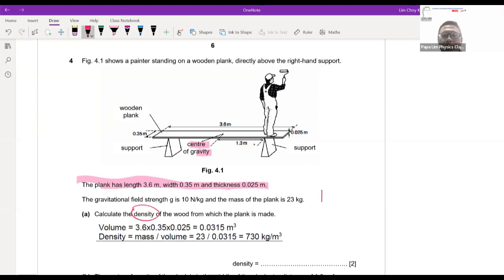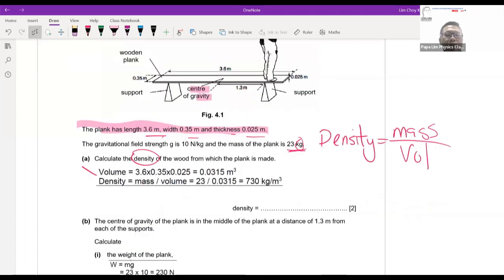Density, remember the basic formula: density is mass over volume. We are given the mass, which is 23 kg. Remember, it's in kg. The volume is given here, length, breadth, height, everything is given, so you can easily find the volume of the object. Then you just substitute the values into the formula, and you'll derive the answer to be 730 kg per meter cube, all in 3 SF in SI units.